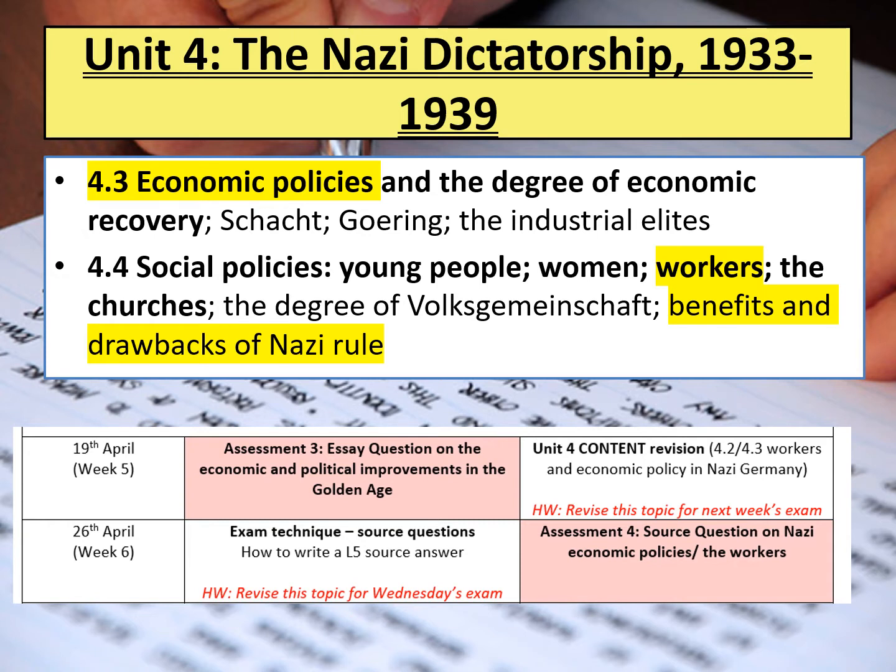Now this is all focused on trying to help you with your next exam question. This question is going to be a source question about the workers in Nazi Germany. So you'll need to know the information that's on this PowerPoint in order to be able to do a really good job of evaluating those sources and their value for studying policies towards the workers.